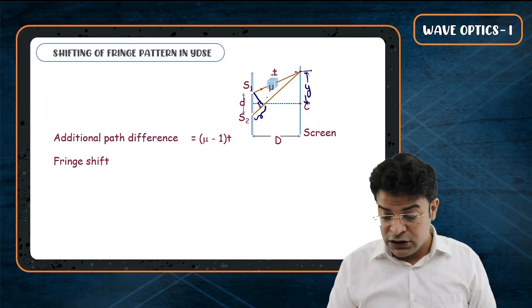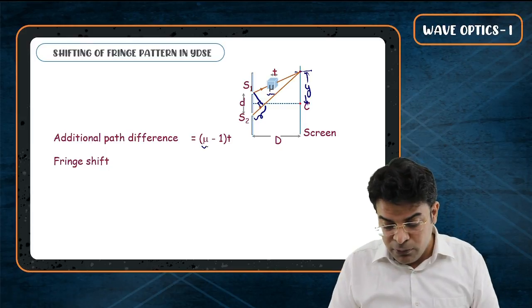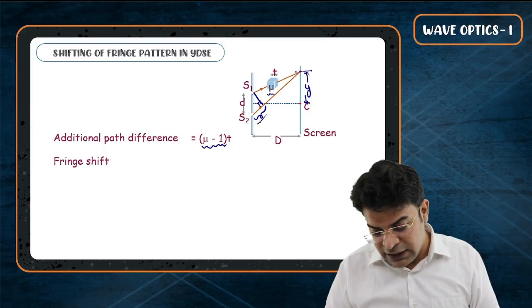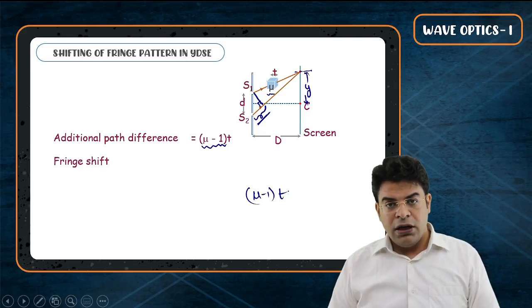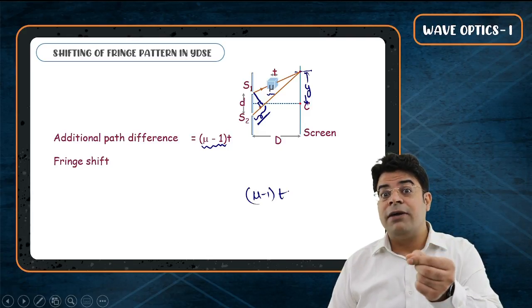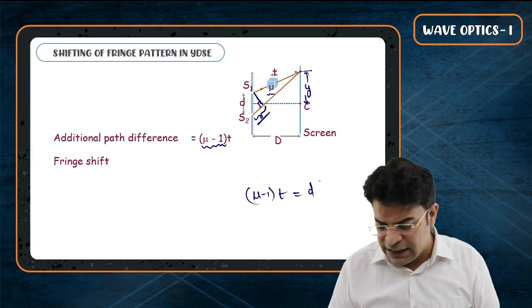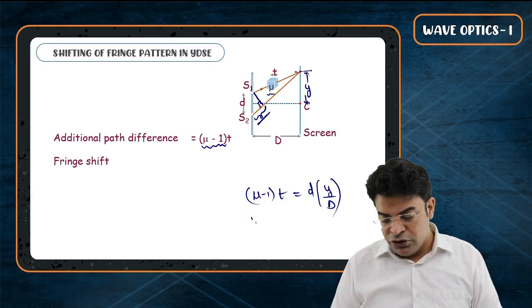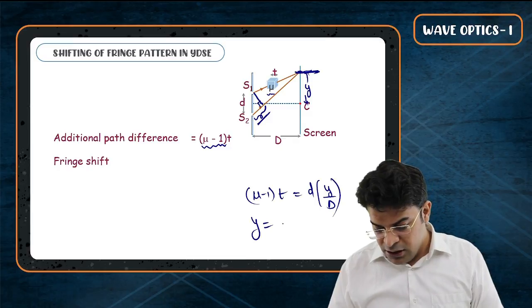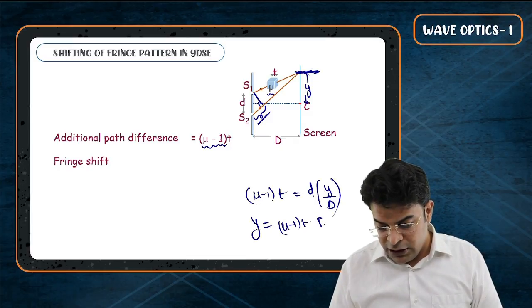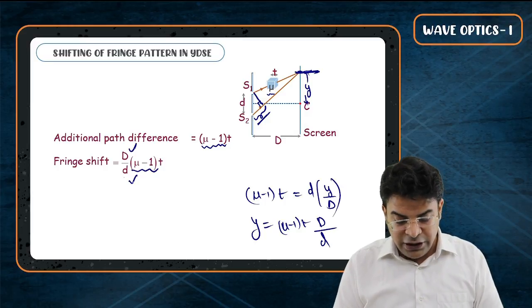Due to the insertion of this slab, the first wave travels an extra distance of mu minus 1 into t. So the same extra distance has to be traveled by the second wave. So you will say that mu minus 1 into t, the extra distance that has to be traveled by the second wave, has to be equal to d sine theta, which is approximately the same as d tan theta, which will be d into y by D. So you get y. The shift in the position of central bright is nothing but mu minus 1 into t into D by d. So mu minus 1 into t into D by d.